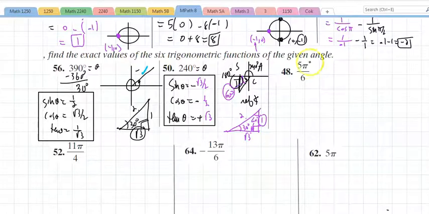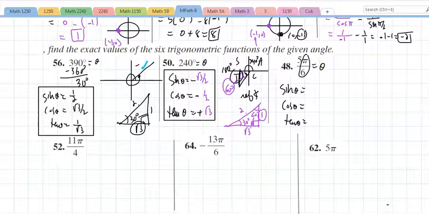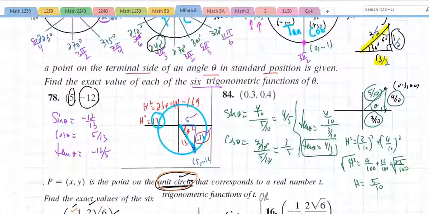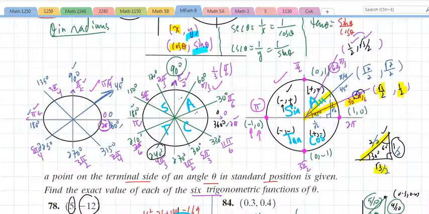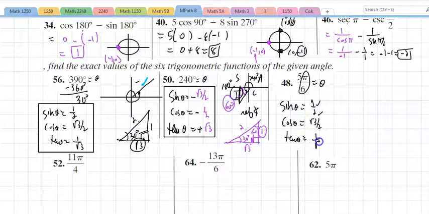The beauty of radians, if you call this theta, the sine of theta, I can get the values in no time. And why is that? Because 5 pi over 6 has a reference angle of pi over 6. Sine is 1/2, cosine is radical 3 over 2, and tangent is sine over cosine.